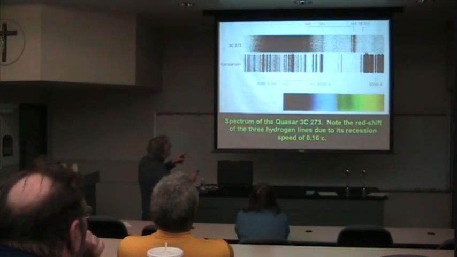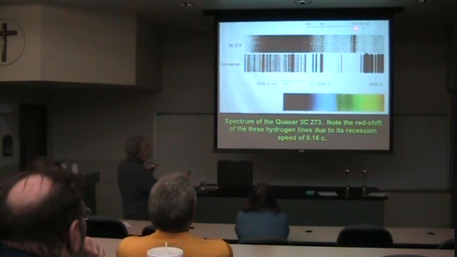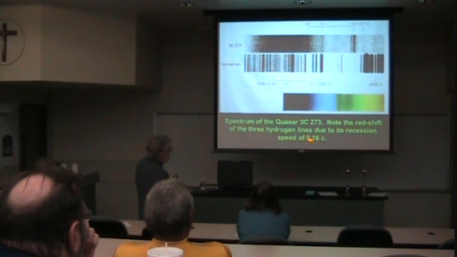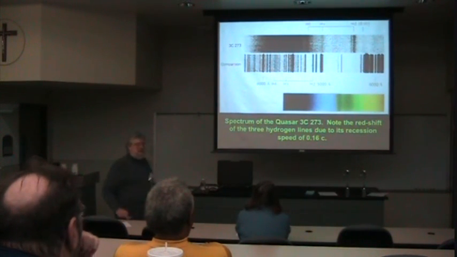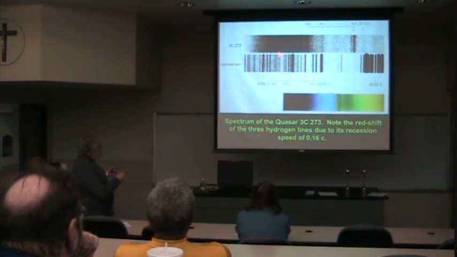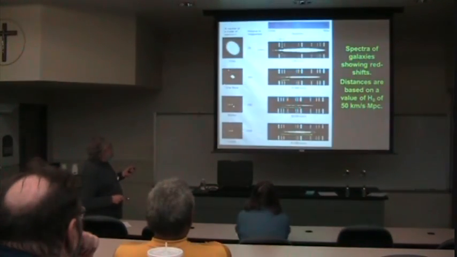And in the spectrum of the quasar, they're moved way over towards the red end of the spectrum. They're not in the red, but they're red shifted by a tremendous amount. And if you go to calculate the speed from it, it turns out that that quasar is receding from us at 16% the speed of light. And we get that from comparing the spectrum of the object with a standard lab spectrum.